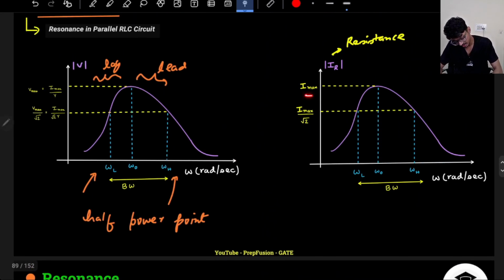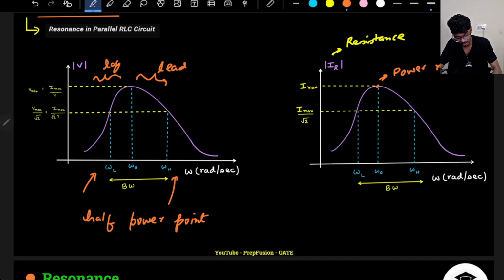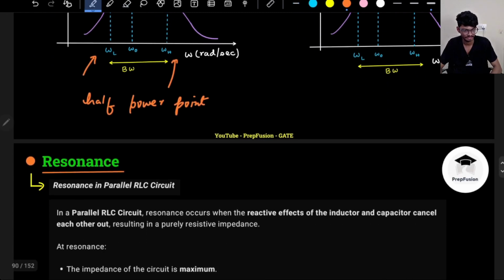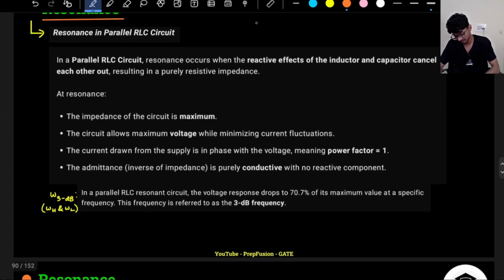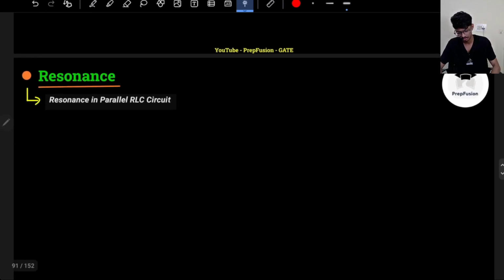Main point is, if the current is maximum, then current across the resistor is maximum, then the power at this point will also be the maximum. Power dissipation will also be the maximum, because power is dissipated only in the resistor. If the current is maximum, then the power also will be maximum. These are the few points which I have discussed, those are written over here. You can go through this. Okay, these are the half power points.